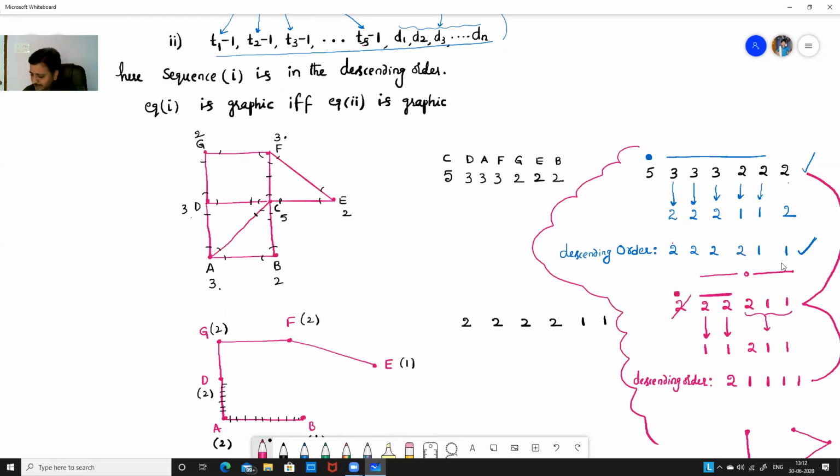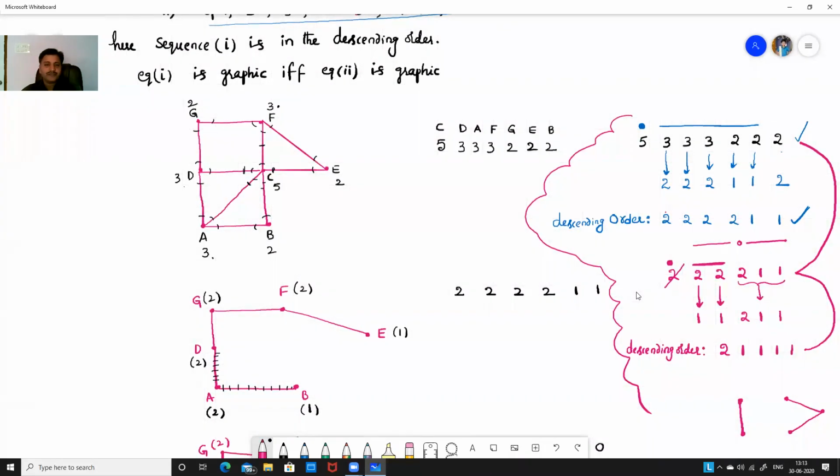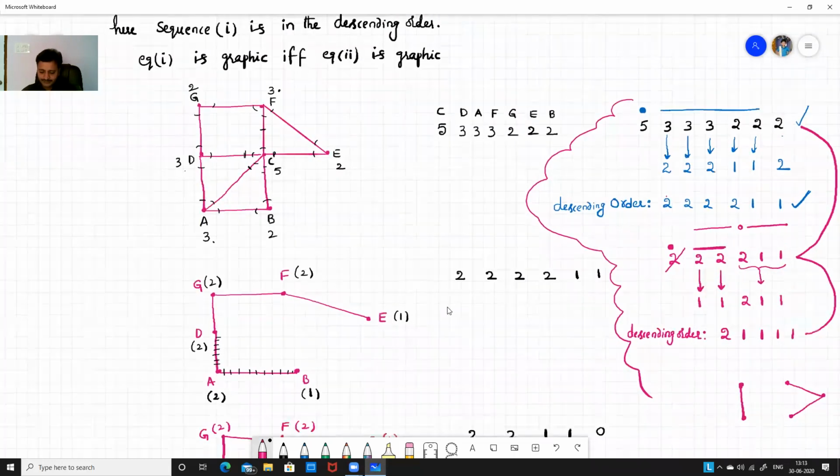So by cutting this one, 2 minus 1 is 1, 2 minus 1 is 1. The remaining, we don't want to change them. We can write as it is. Now again arrange in the descending order, like 2, 1, 1, 1. If it is a simple graph, then the given sequence is also a simple graph. So clearly it is a simple graph, right? This is the way we can do the problems.